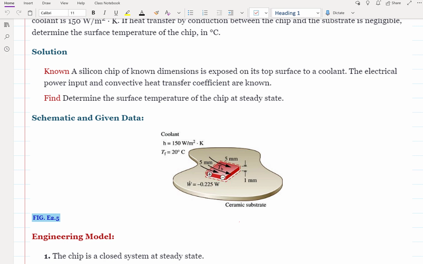So in this question, we neglect the heat transfer from the side surface of the chip. We only consider heat transfer from the top surface.